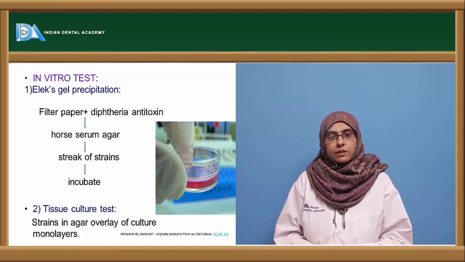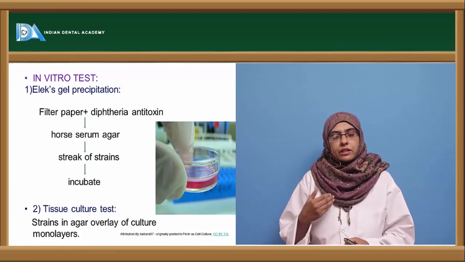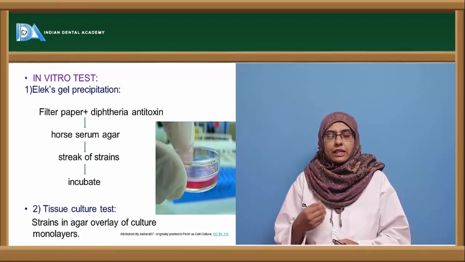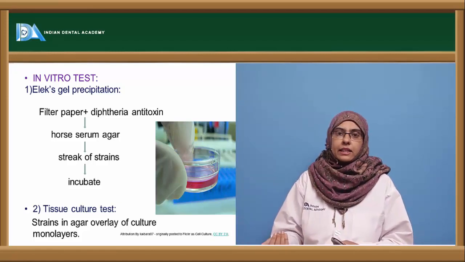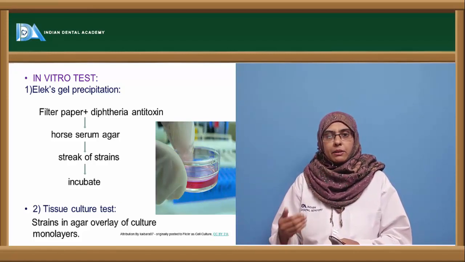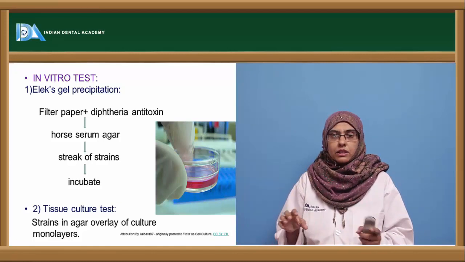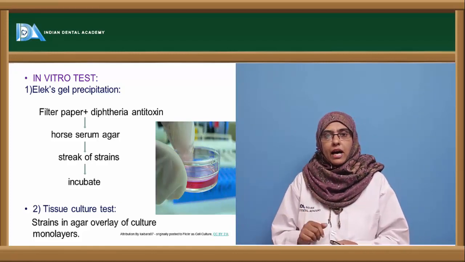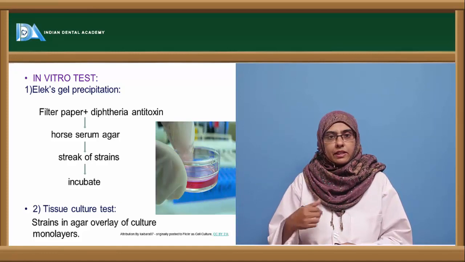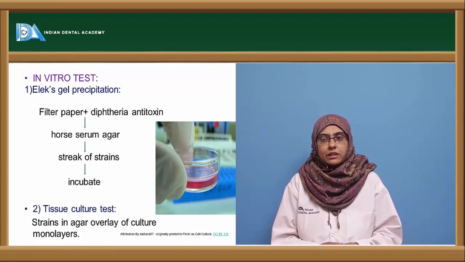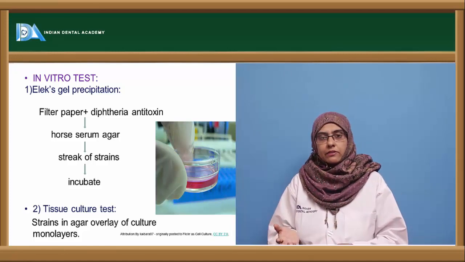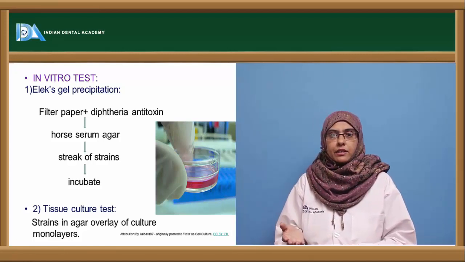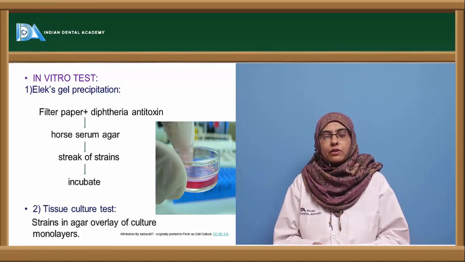During the incubation process, the organism, if it is toxinogenic in nature, will release the toxin into the medium, which will combine with the antitoxin that has been impregnated onto the filter paper, and they form an arrowhead precipitation band, which helps us to identify whether the organism is toxinogenic or not. So this is very useful for us to identify the toxinogenic strain in vitro.